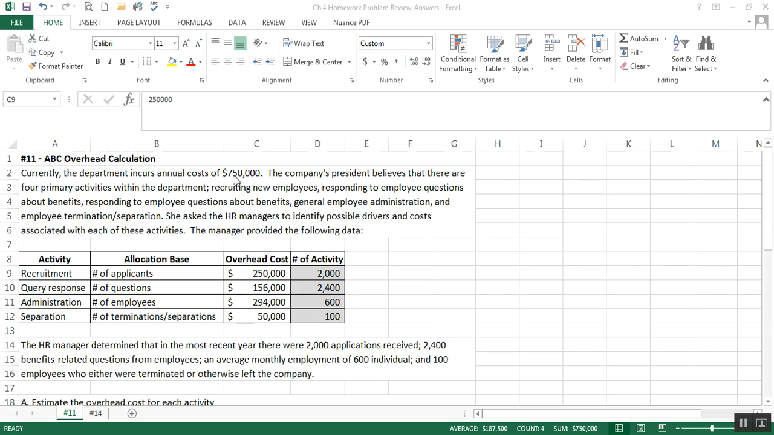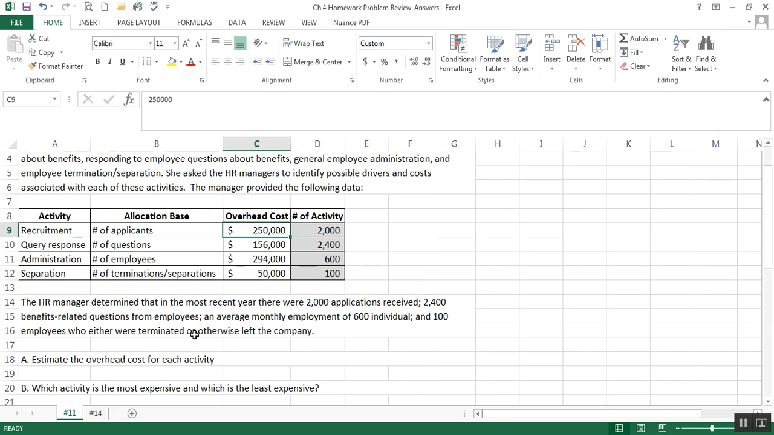This company has annual costs of $750,000, which are listed here, and the president believes that there are 4 primary activities: recruitment, query response, administration, and separation. Here, the allocation base or cost drivers are listed: number of applicants, questions, employees, and termination separations. And then we've broken out the overhead costs based on each activity.